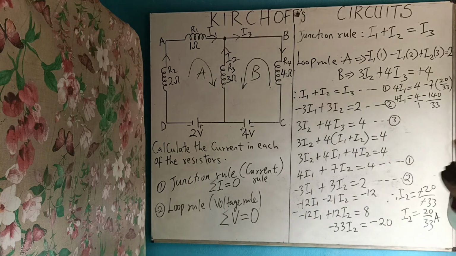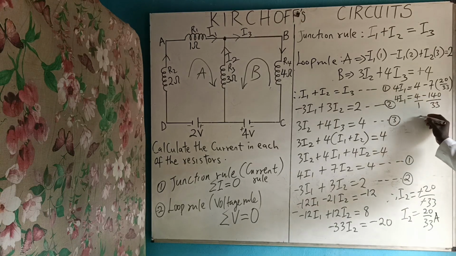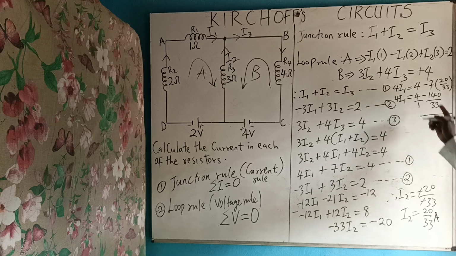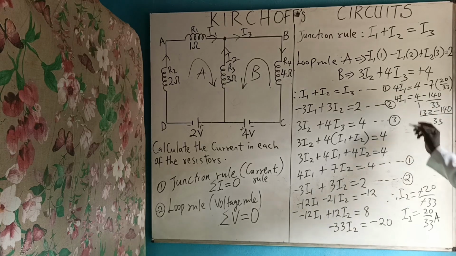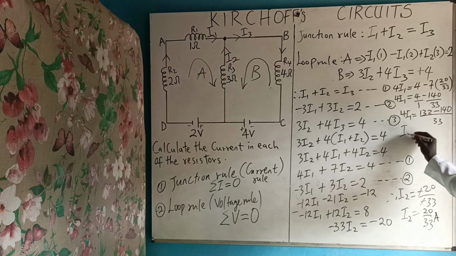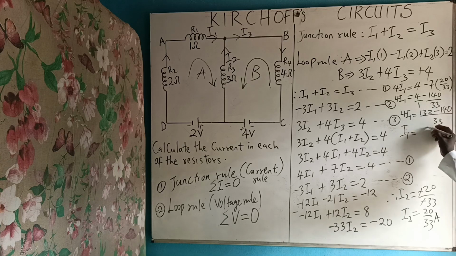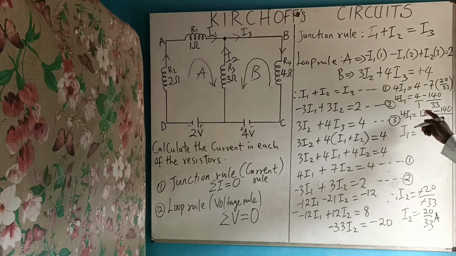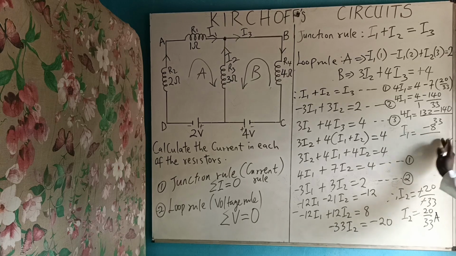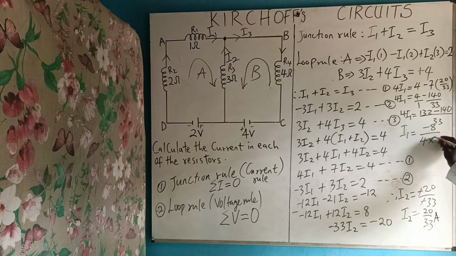Okay, so since we have gotten this to be this, now we'll look for the LCM. LCM is 33. 33 divided by 1, times 4, is 132, minus 140. We will say is equals to 4I1. Then I1 will be equals to, this will be minus 8. 132 minus 140 is minus 8, all over, this 4 will come down, we have it to be 4 times 33.